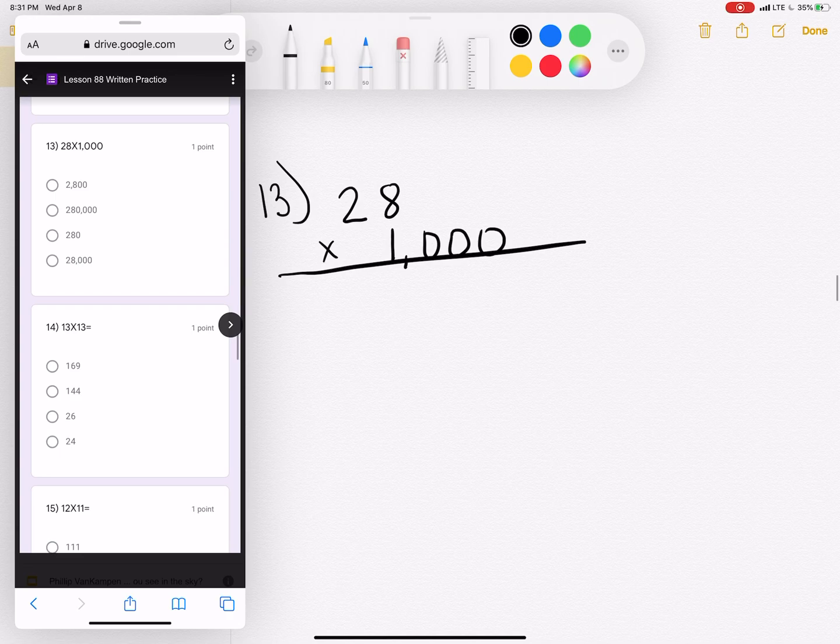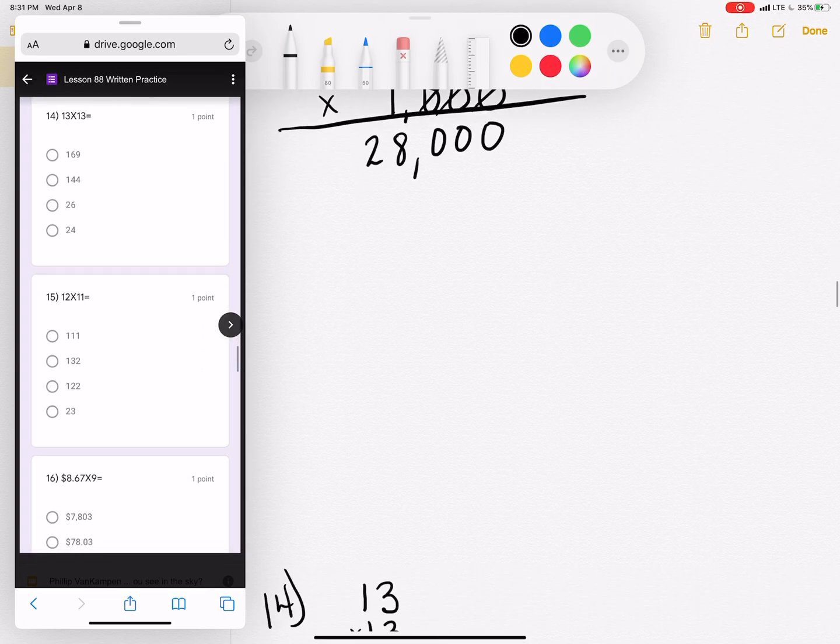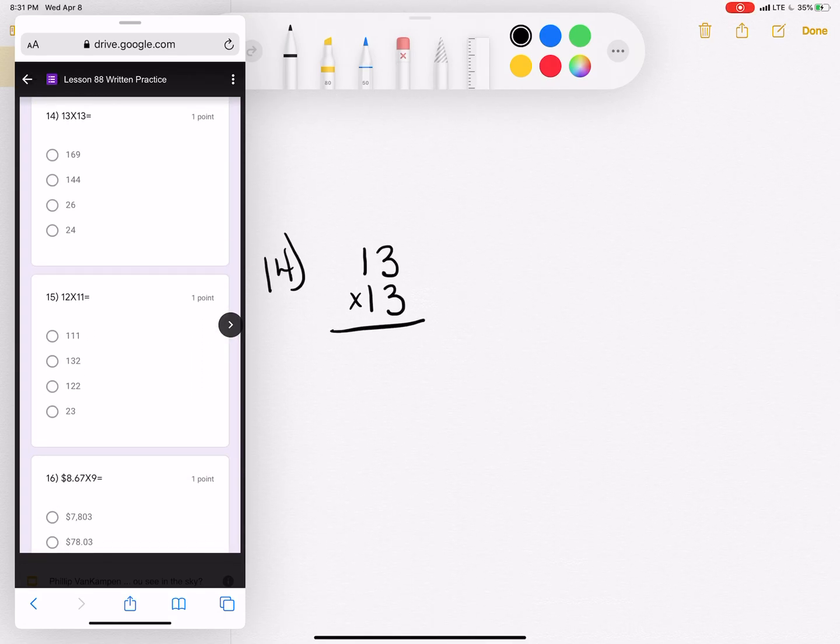13. I let the zeros hang off the edge here, so I can just put them into my answer. 28 times 1 is 28. The answer is 28,000. Number 14, we're back into 2 by 2 multiplication. Remember, just follow along the best you can. Don't worry about anything, okay?